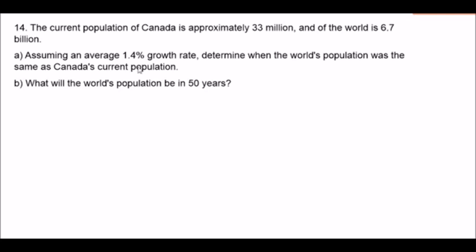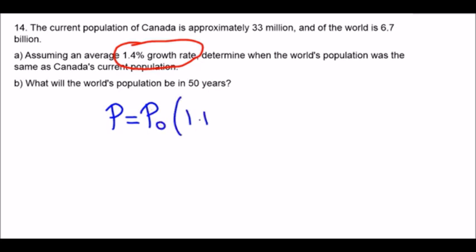So what we have here is an exponential growth rate question. Because it's a percentage of growth, we know that it ends up being exponential. So let's set up our equation, and we're going to use P because this is about population. The population depends on the original population and the growth rate.